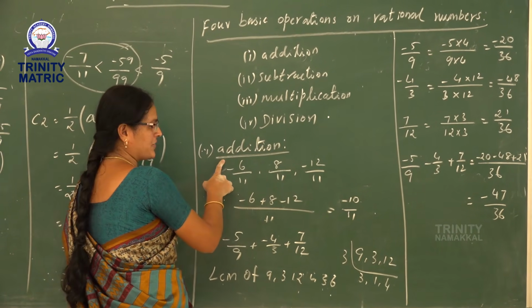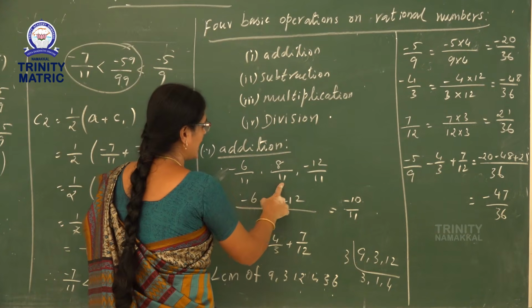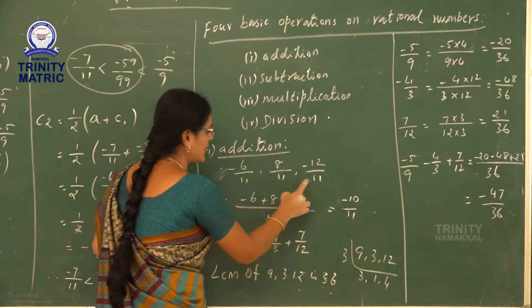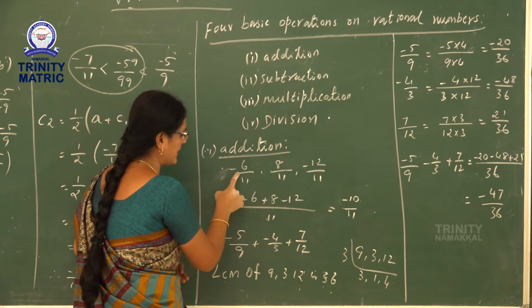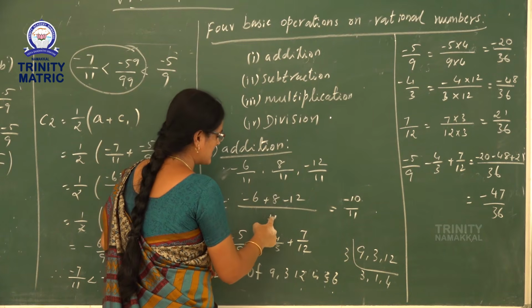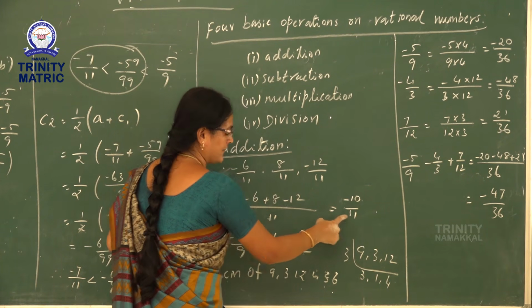The first one, addition. In addition, we see the like terms. All the denominators are the same, so we can add easily. The LCM is 11. You should add the numerators directly: minus 6 plus 8 minus 12. Simplify this value, we get minus 10 by 11.